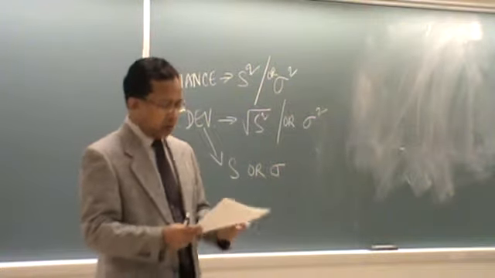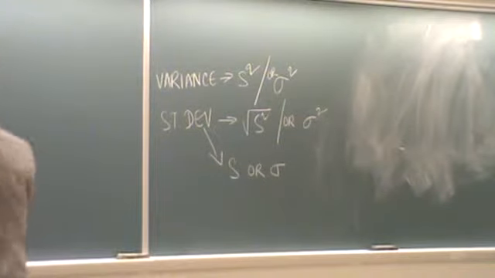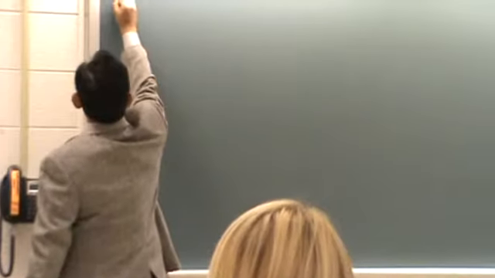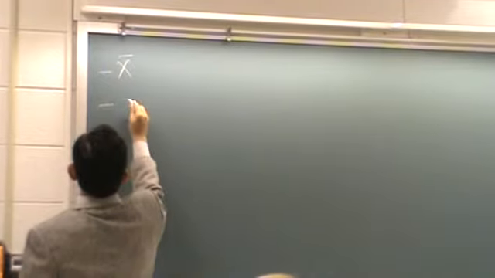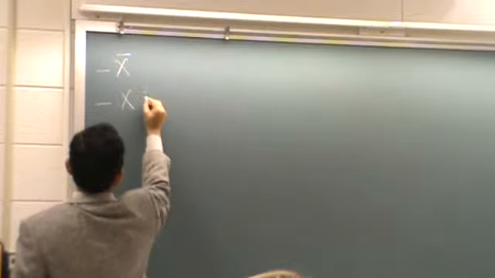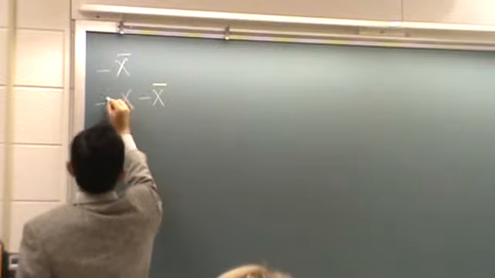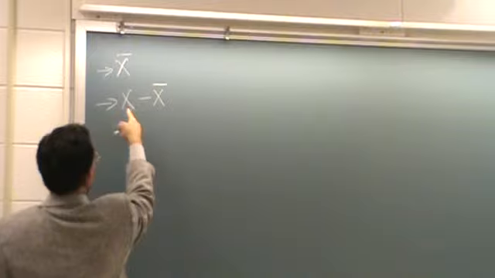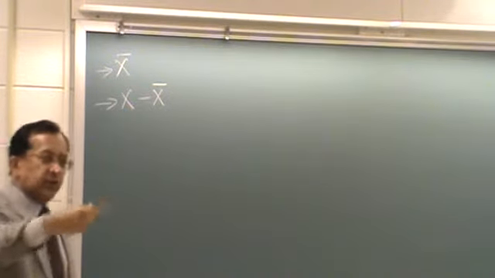Second thing, we write down the steps. First step, we look at X bar. Second step, we look at the distance from each value given in the data, that is noted by X, to X bar. When you look at these, this value might be negative, might be positive.